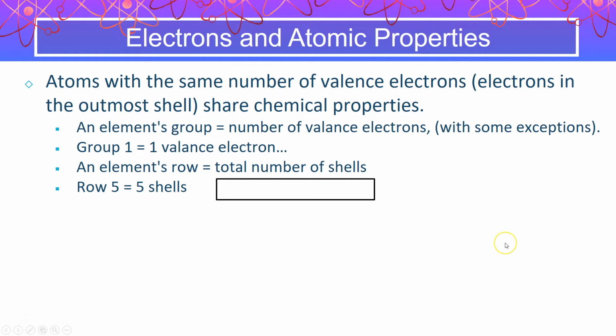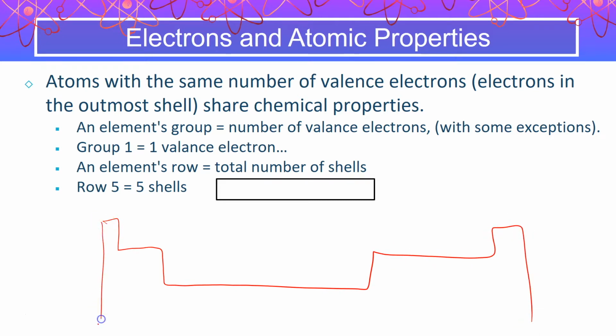So an element's group is the number of valence electrons. Now you can see there it says with some exceptions. There is a reason for this. What you find with the periodic table, so we'll just draw this. So this is just sort of the top of our periodic table. This is 1, this is 2, and then it actually goes down here 3 all the way to 12, and then you've got 13 all the way, this is 17, and that's 18.